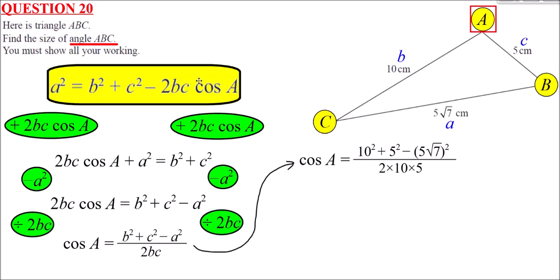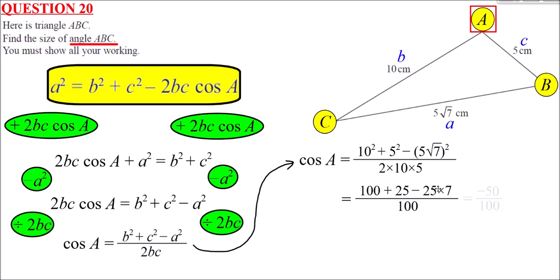We can then simplify that. So 10 squared is 100, 5 squared is 25, and 5 root 7 all squared, I need to square the 5, which gives 25, and square of root 7, which just gives 7. All of that is going to be divided by what 2 times 10 times 5 is, which is exactly 100. I can now simplify the top. 25 multiplied by 7 is 175. So 125 take away 175 gives us minus 50.